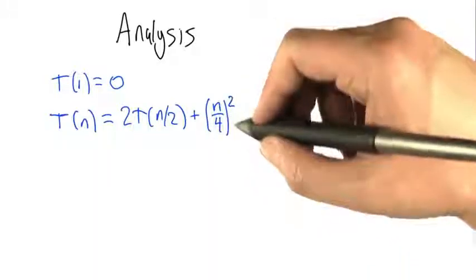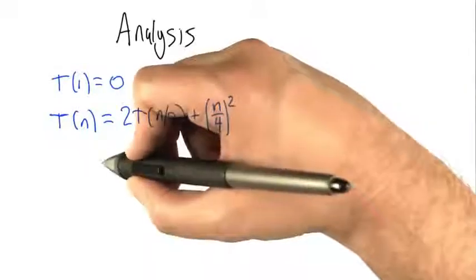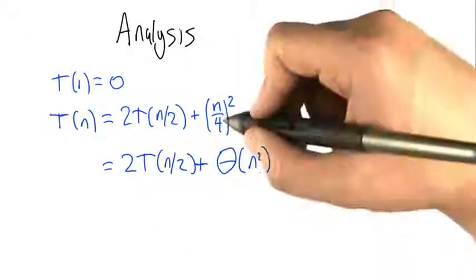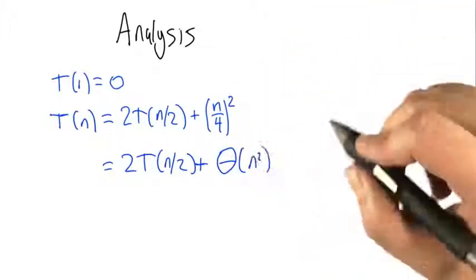It's a little bit cumbersome to work with this. It has funny constants in it. So what we're going to do is actually think about it in big theta notation. This is just n squared, right? It's really 1/16 n squared, which is big theta of n squared.